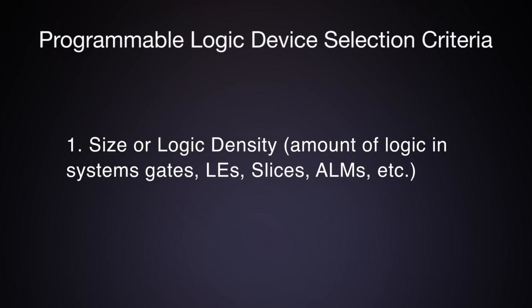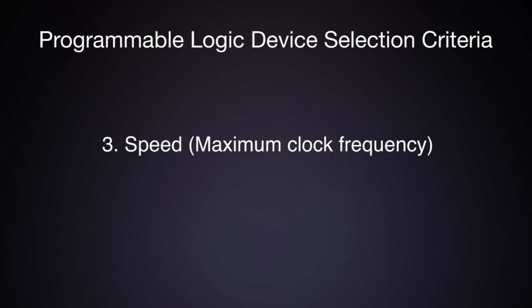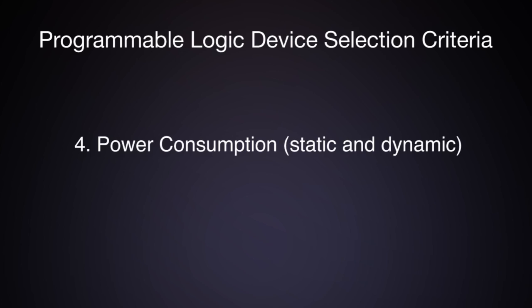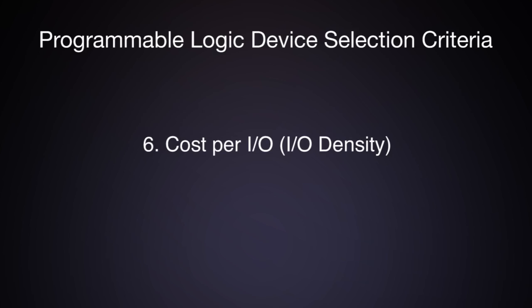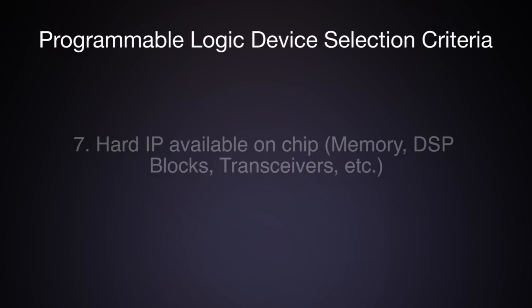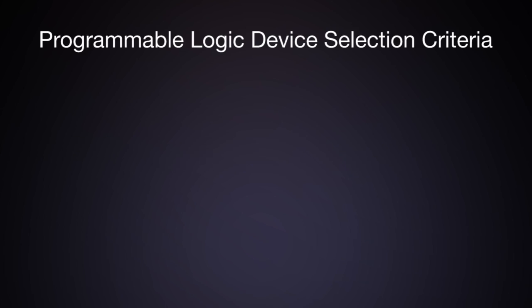Size or logic density, which is the amount of logic in system gates or LEs or slices or ALMs. Cost per logic gate. Speed, which is the maximum clock frequency. Power consumption, static and dynamic. Reprogrammability. Cost per I/O or I/O density. Hard IP available on chip, like memory, DSP blocks, transceivers, etc.